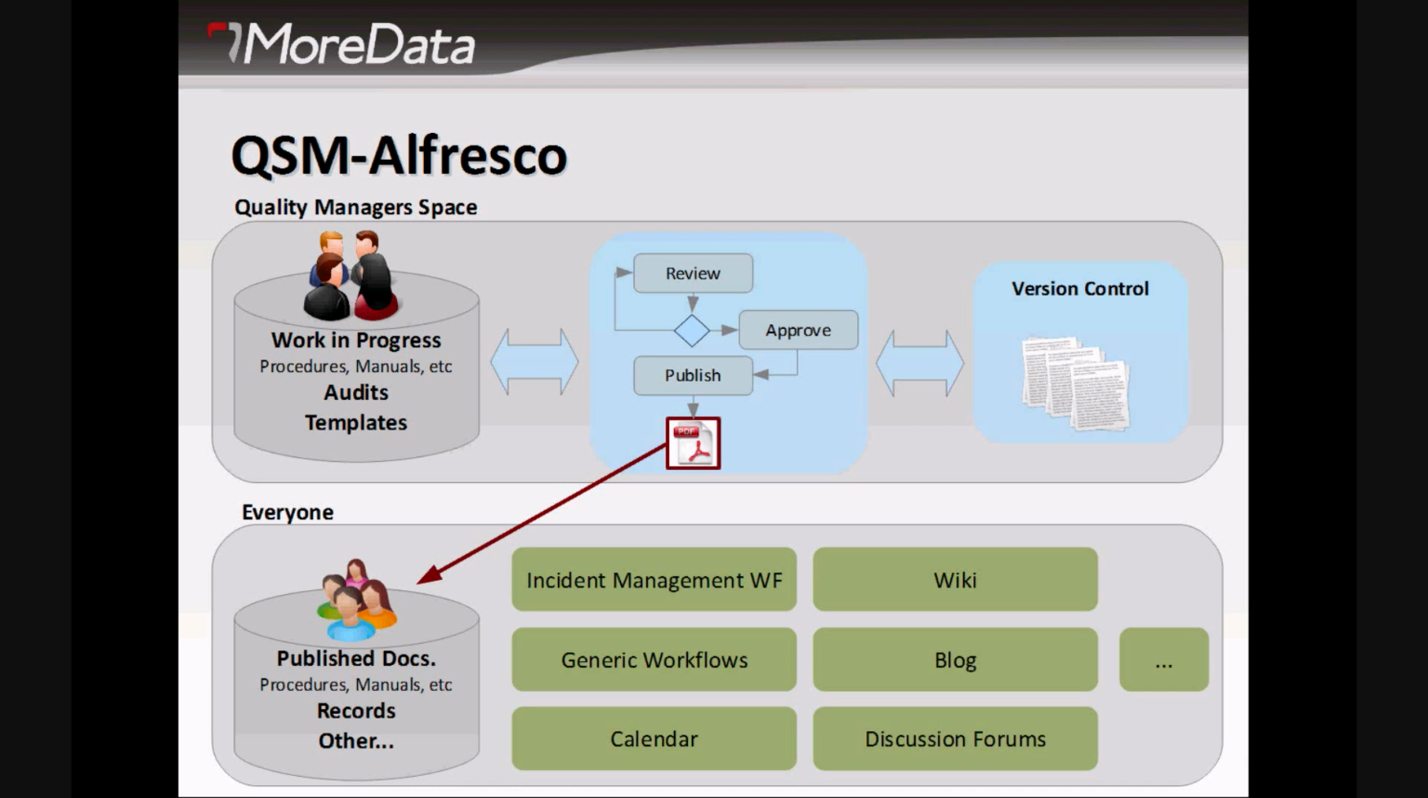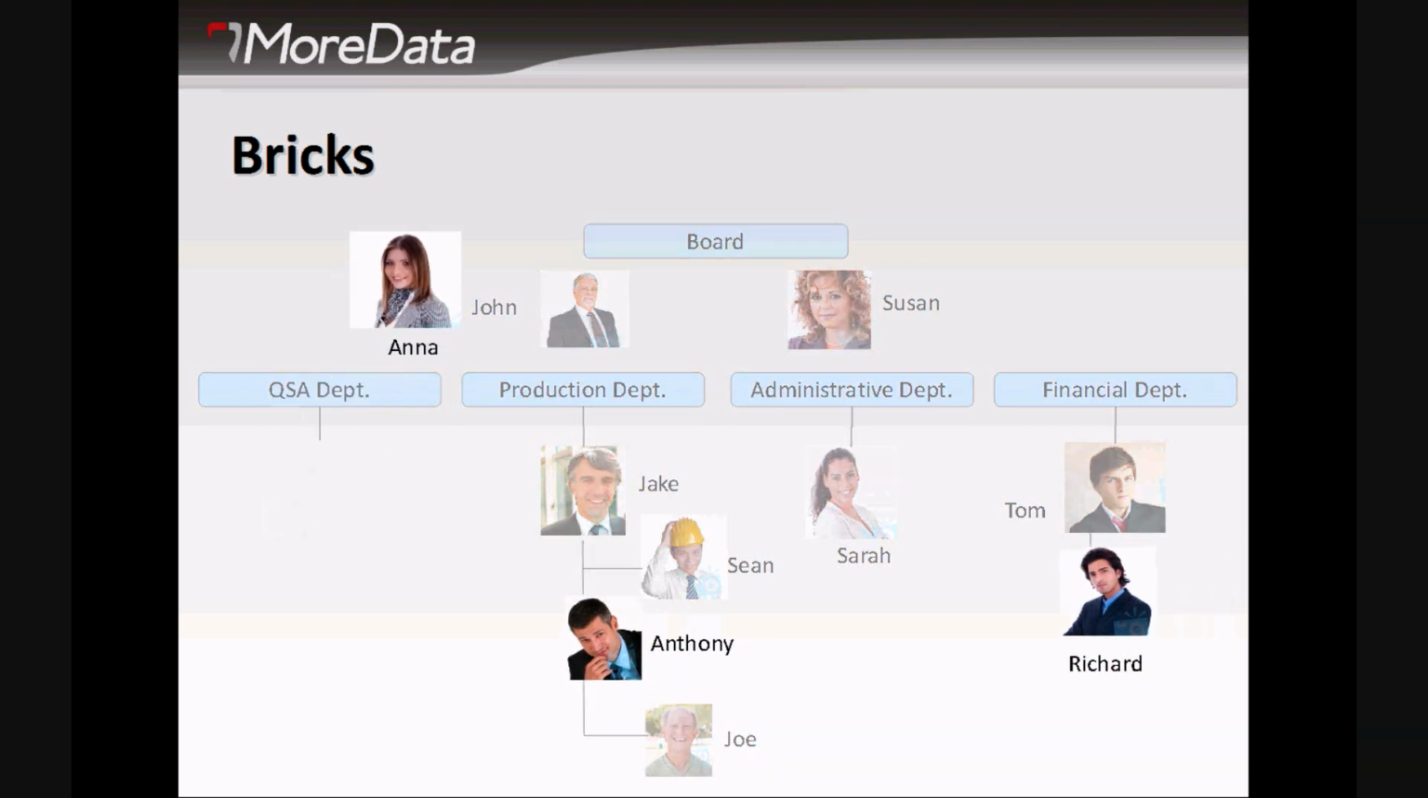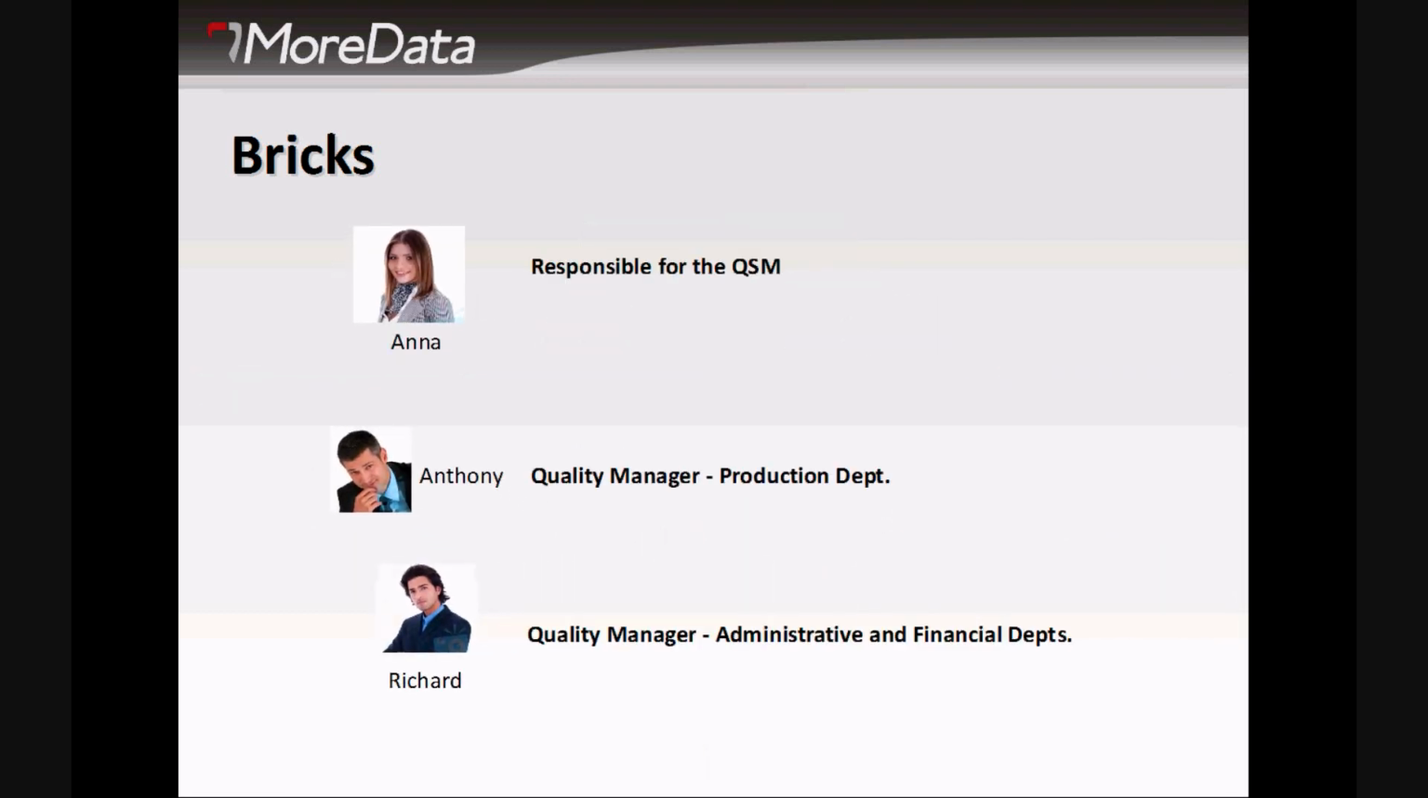Well, before proceeding, I want to introduce you the actors in our demo. We'll use a fictional company I called Bricks that has 2 upper management elements and 4 second-level departments. In Bricks, we have 3 quality managers. Anna, the person responsible of the QSM and who approves all the quality-related documents. Anthony, from the production department, participates in the definition of documents in his area and also audits the administrative and financial procedures. Finally, we have Richard, from the financial department, who is responsible for the definition of documents related to his area and also audits the productive procedures.